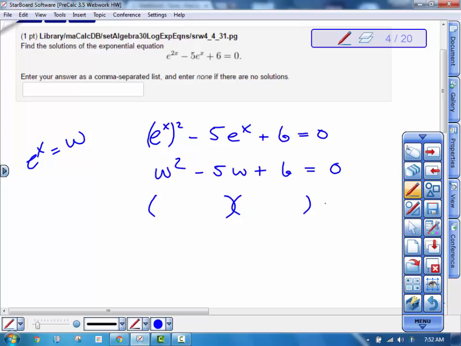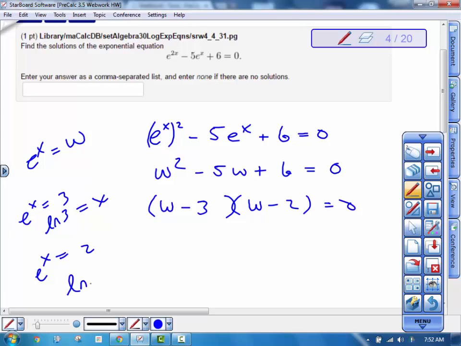So this actually factors pretty nicely into w minus 3 and w minus 2. So my answers are w equals 3 and w equals 2. W equals 3 though is really e to the x equals 3, and e to the x must equal 2 as well. So from this, you can put it into log form. You know, natural log of 3 equals x is what the solution to this is. Take the natural log of both sides is another thing that works. And then here, I have the natural log, log base e, of 2 equals x. So my answers are natural log of 3 and natural log of 2.